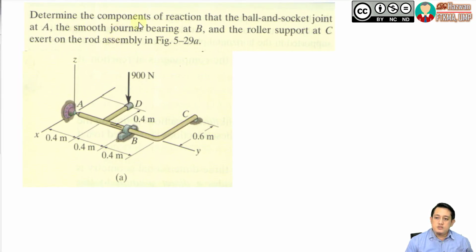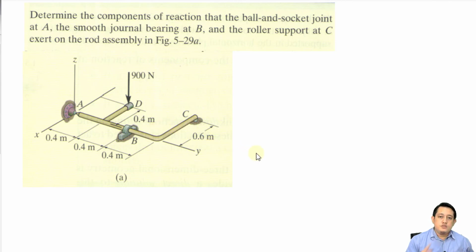Determine the components of reaction. We've learned about reaction before. The ball and socket joint at A. So this is A, ball and socket. The smooth journal bearing at B. So this is B, here smooth journal bearing. And also the roller support at C, this one, exert on the rod assembly in this figure here. So let's try to look at the reaction at each point here, point A, point B, and also point C.